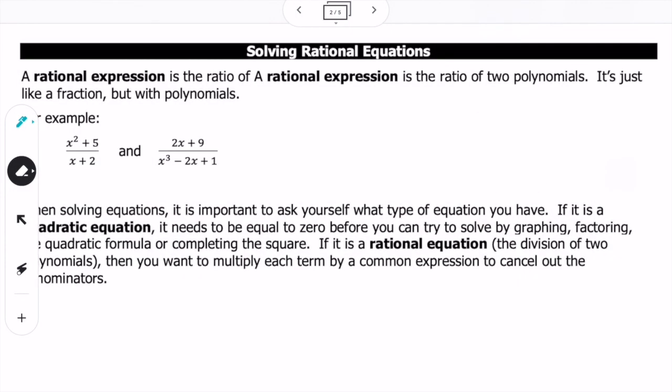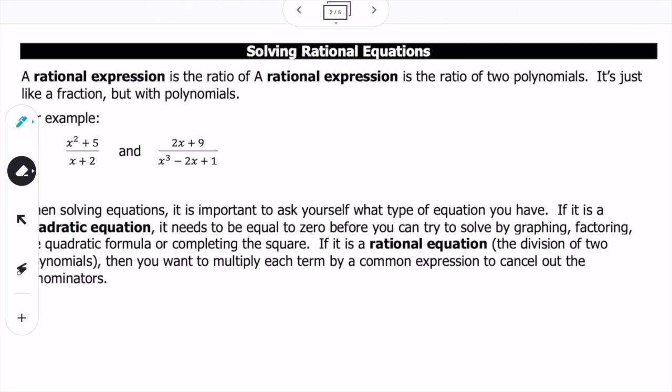All right, today we're going to look at some examples of solving rational equations. A rational expression is a ratio of two polynomials. It's just like a fraction, but with polynomials. And there's two examples there. We're going to go through 3 examples, and I'll show you how to solve them.